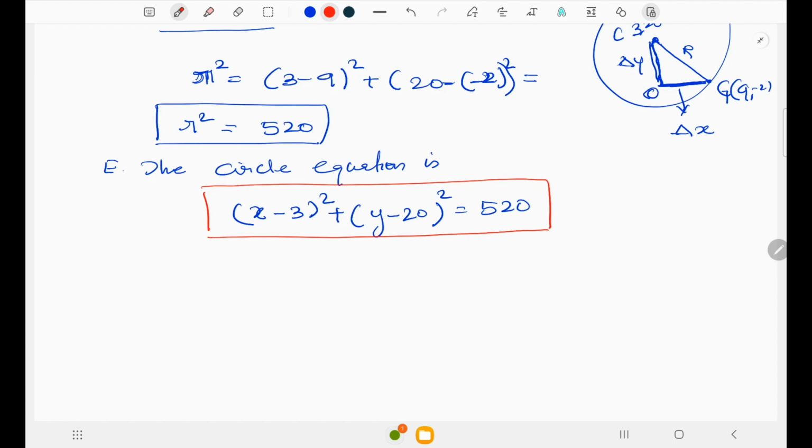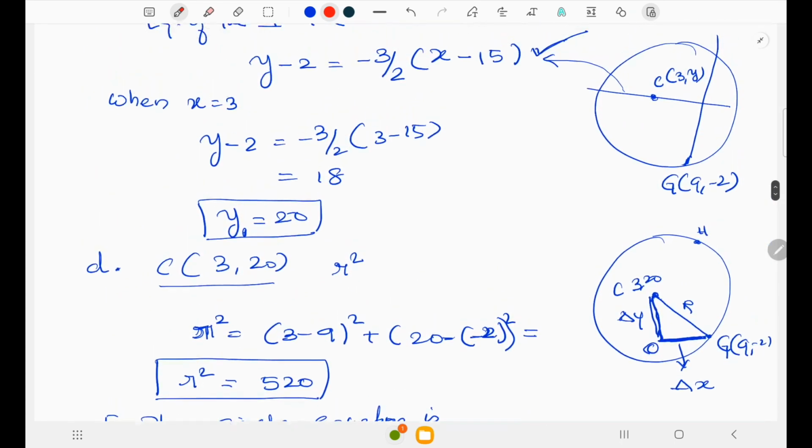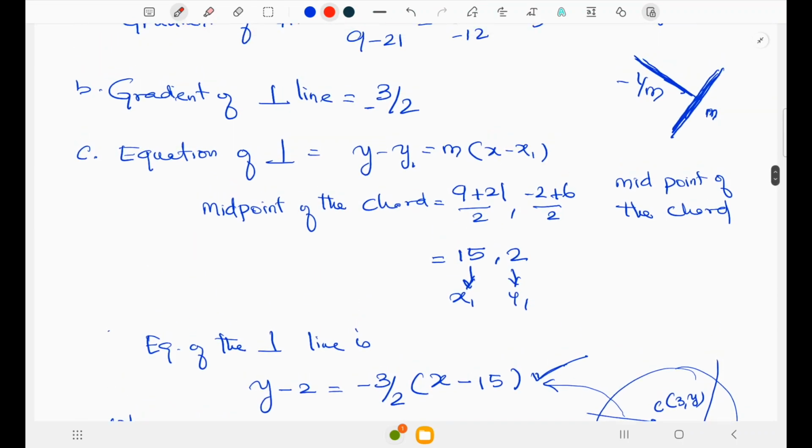Understand? Go through the steps. It is so easy and a very important question. It may come in your exam.